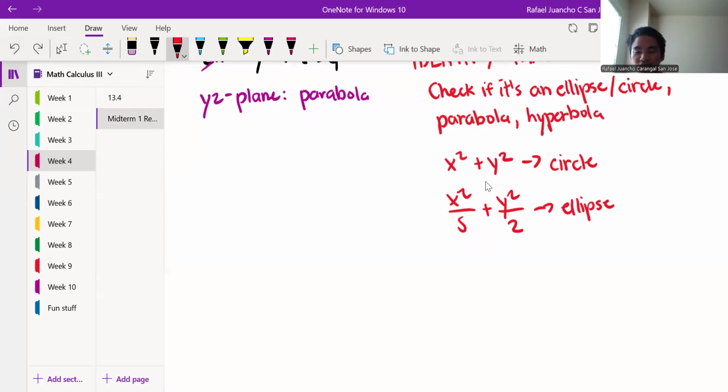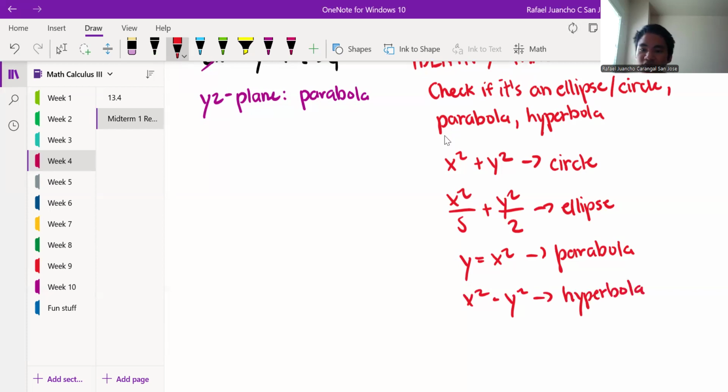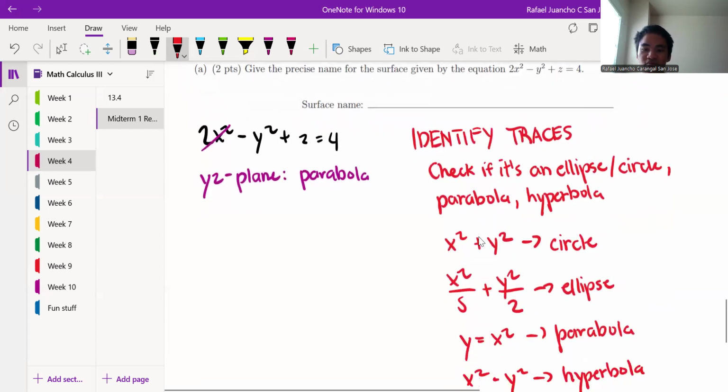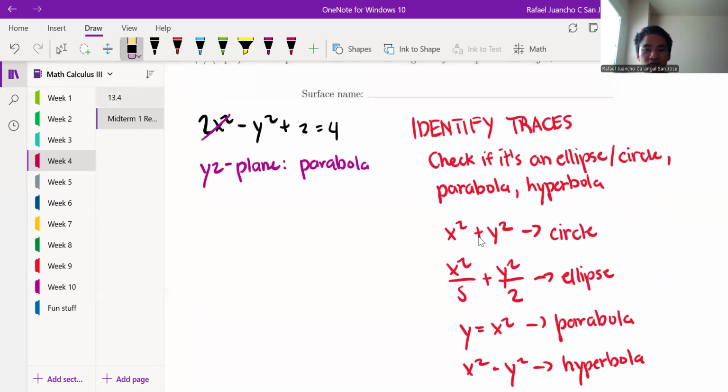It's a parabola when we see something like y equals x squared. So that's a parabola. And it's a hyperbola when we see something like x squared minus y squared. So it's a subtraction. So it really boils down to three things here. Okay, so we found that.